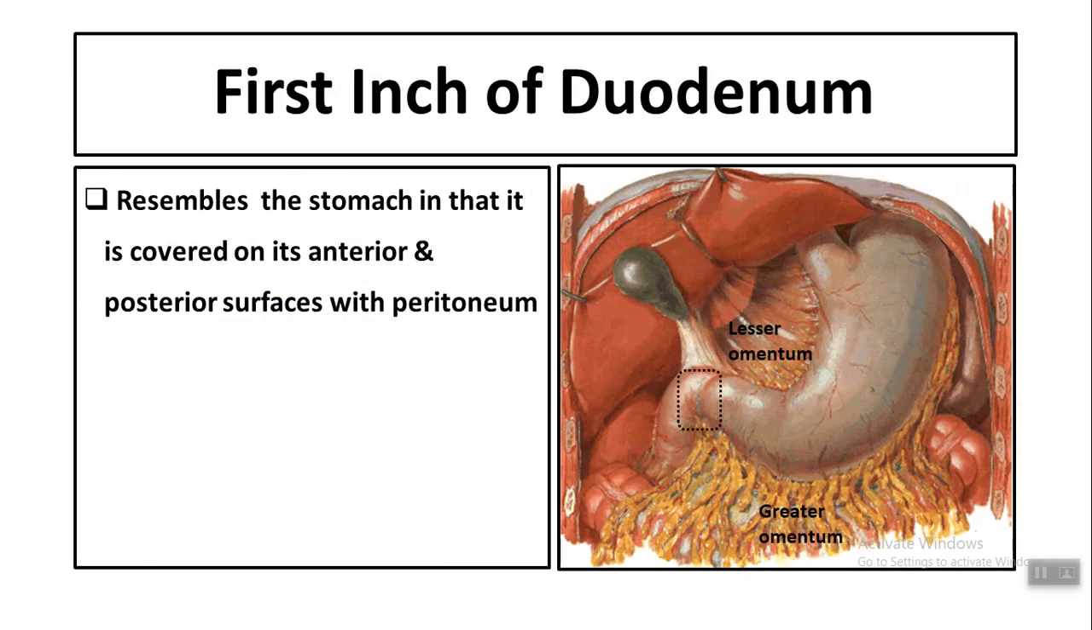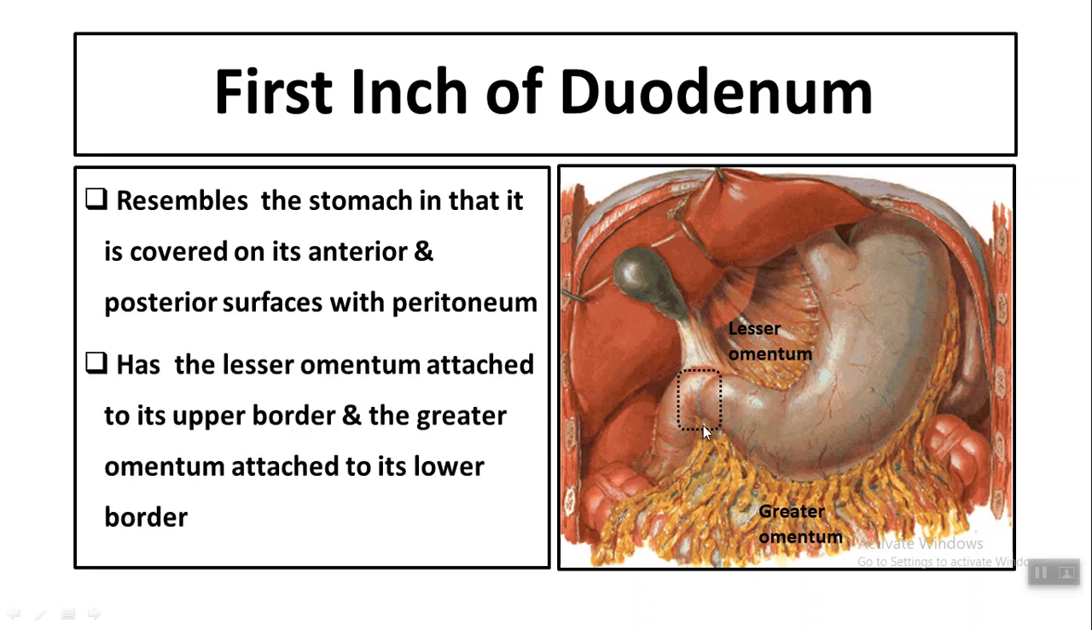The first inch of the first part of the duodenum resembles the stomach in that it is covered on its anterior and posterior surfaces with peritoneum. That is, it has the lesser omentum attached to its upper border and the greater omentum attached to its lower border.